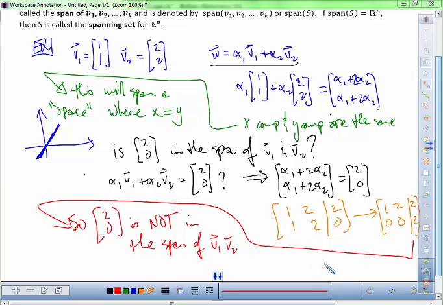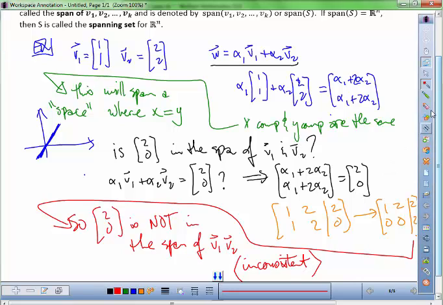So this would be an inconsistent system. Let's write that. Usually inconsistent isn't the best way to start off with, but here we are. We're doing an inconsistent system.